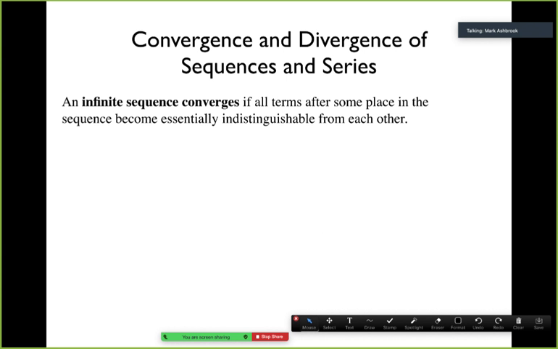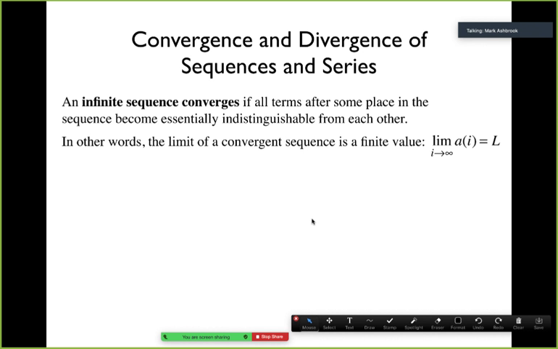An infinite sequence converges if all the terms after some place in the sequence become essentially indistinguishable from each other. So if you get far enough into the sequence, the terms are essentially staying the same. The sequence hones in on a particular value, and technically always gets closer and closer to that value, never stops getting closer. But then you get so close that for practical purposes, you just say it's that number forever.